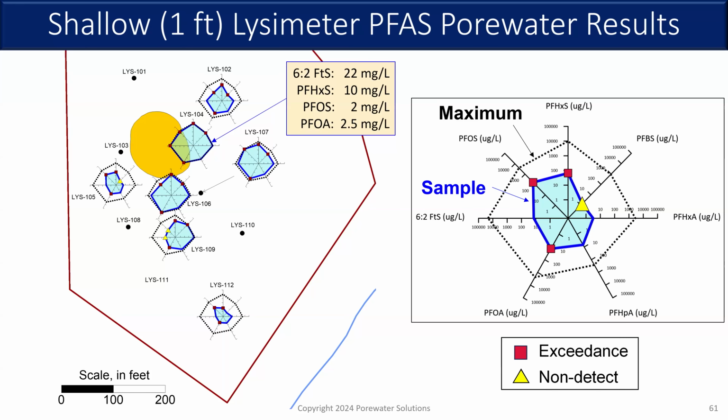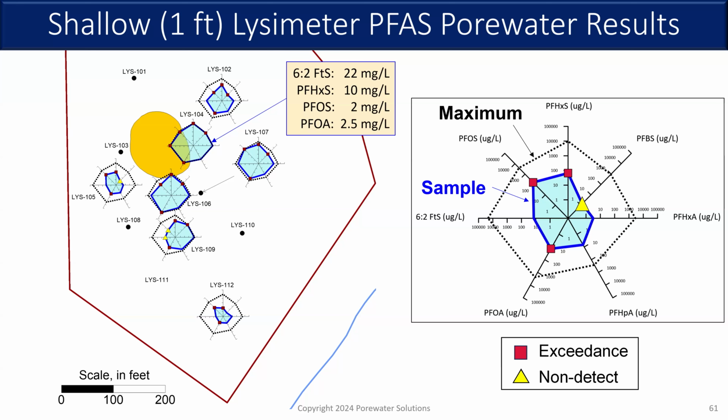So plotting them on a map, you can see the one location to the right of the former burn pit that had by far the highest concentrations. And these are milligram per liter. That's not a typo. The pore water had 22 milligram per liter of 6:2 FTS. PFHxS was 10 milligram per liter.